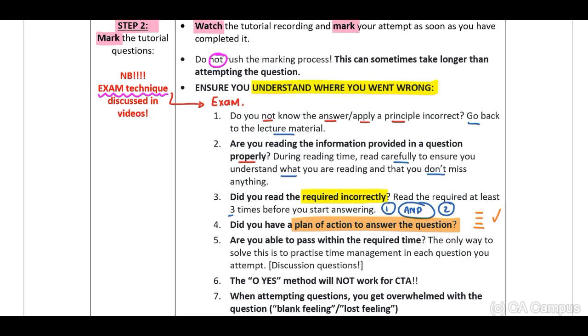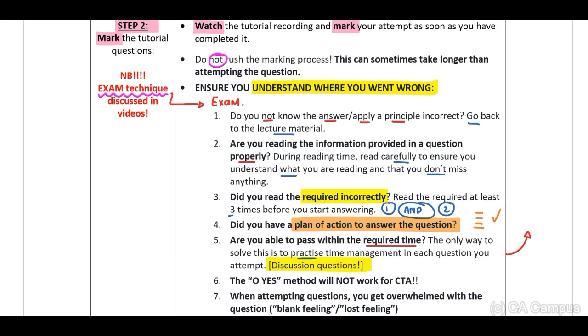Then, are you able to pass within the required time? Now, this is important. You will remember that we have touched on time at the top when you attempt a question, 2 different color pens. Guys, if you have identified that you're not able to finish a question within the allocated time, the only way that you can solve this is to practice your time management in each question. And this is normally the problem with discussion questions. This is where your plan of action is important, and it is important that you practice time management. Unfortunately, you will have to do questions to be able to improve on this.